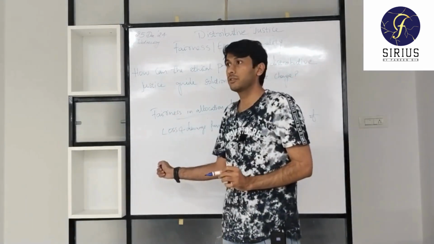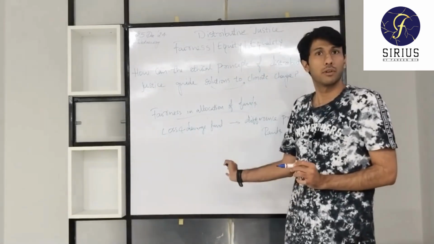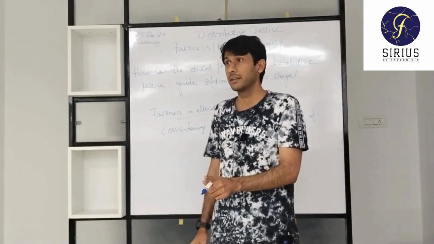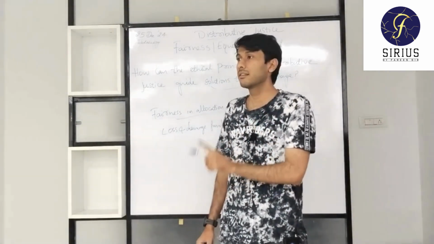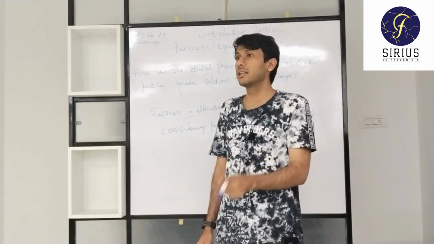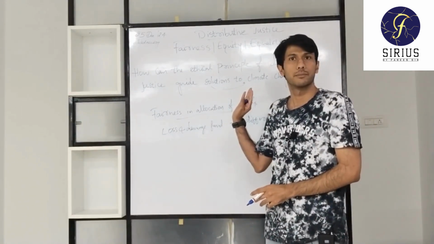In the loss and damage fund, the rich countries should take care of the most vulnerable, because we are acknowledging the existence of inequality. We are just ensuring, despite that inequality, the vulnerable countries are taken care of.